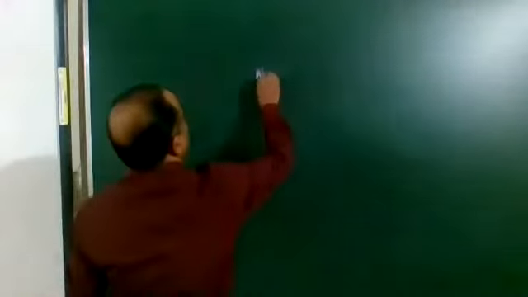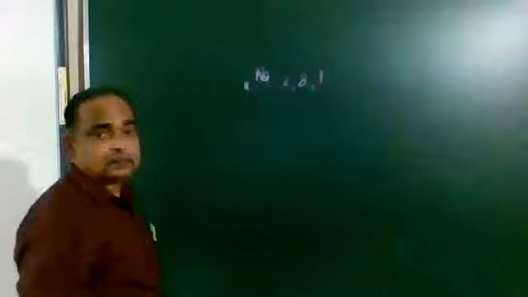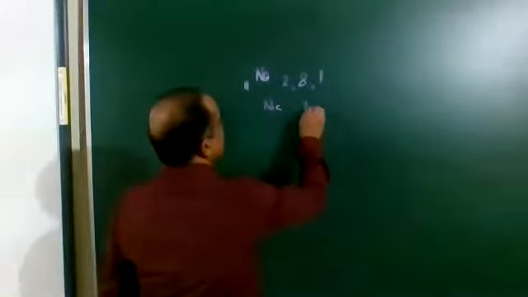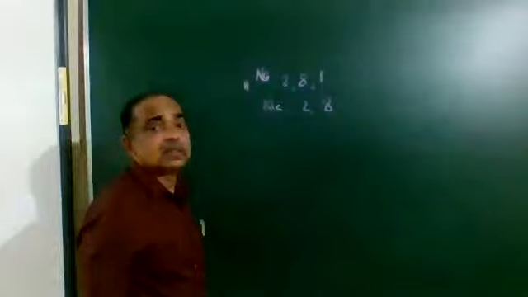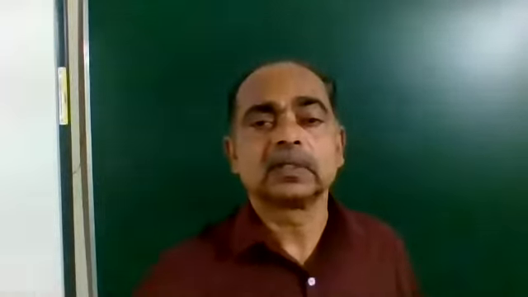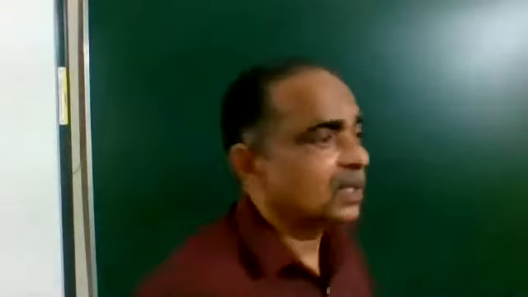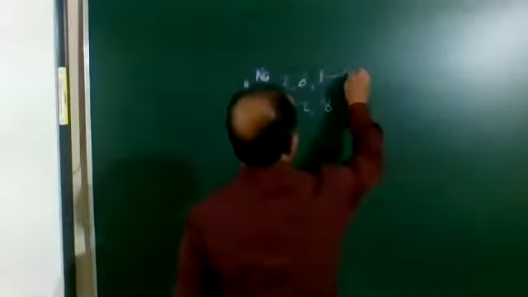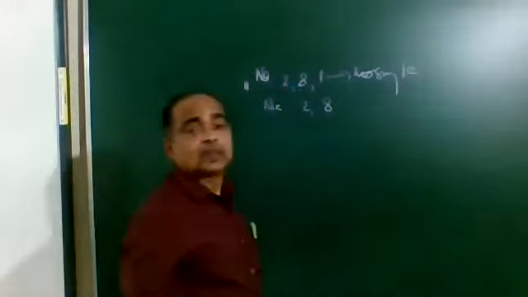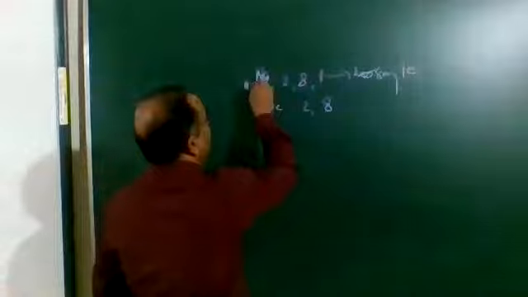Sodium has its atomic number 11, so its electronic configuration is 2, 8, 1. Sodium needs to get the configuration of neon, which is 2, 8. We are studying that an atom is supposed to become stable if it gets a stable inert gas configuration. So it has to get the configuration of neon, and that configuration is obtained by losing this one electron. Understood? So when sodium loses one electron, then it becomes Na plus.